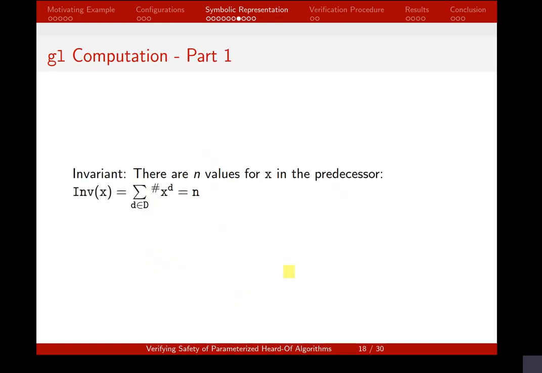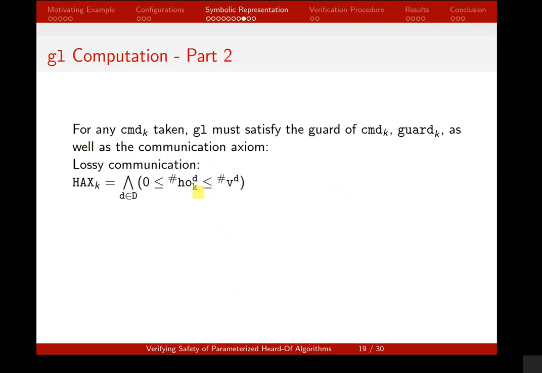So for the computation of GL, we need three steps. In the first step, we need to ensure that in the predecessor constraint, the number of processes has not changed. Our assumption is that the number of processes is n, so we add an invariant for every variable saying that the sum of the number of occurrences of different values for that variable is n. Because we have one instance of these values per process, this entails that we have n processes in the predecessor.